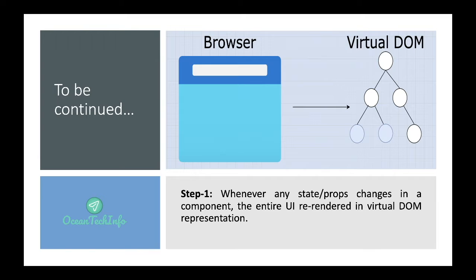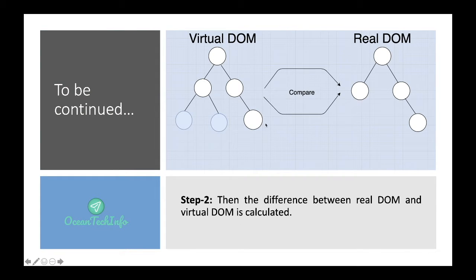Now let's understand how the virtual DOM works. Whenever any state or props change in a component, the entire UI re-renders in the virtual DOM representation. As you know, the virtual DOM representation is an in-memory representation of the UI. So this is a browser. This will create the virtual DOM, and in the second step, the virtual DOM will get compared with the previous real DOM which was created the first time on page load.